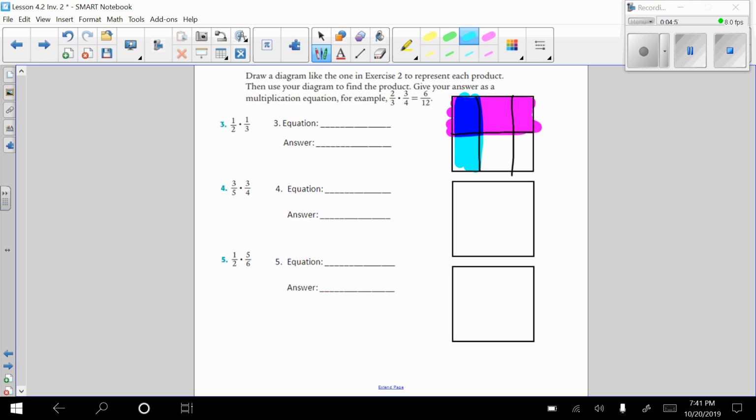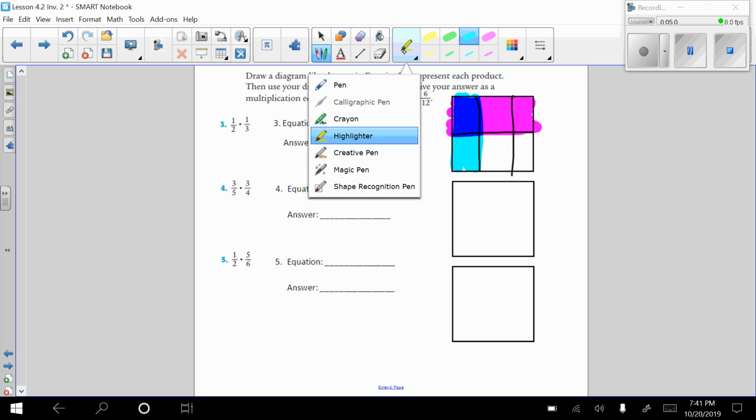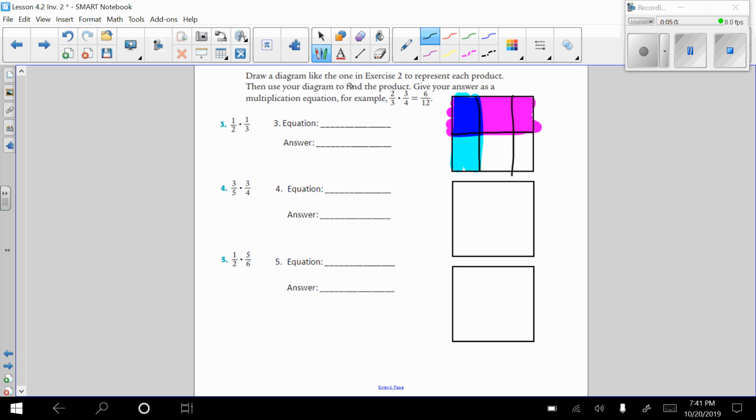Do you see where the two colors come together and form a bright blue? That is actually our answer. So how many are actually overlapping or shading together? Well, only 1 out of the 6. So how could I write that as an equation? Well, if you look, the equation here is for us. So 1/2 times 1/3 equals 1/6.